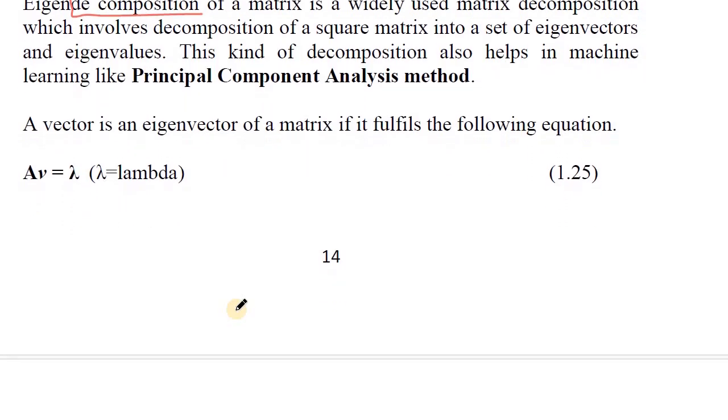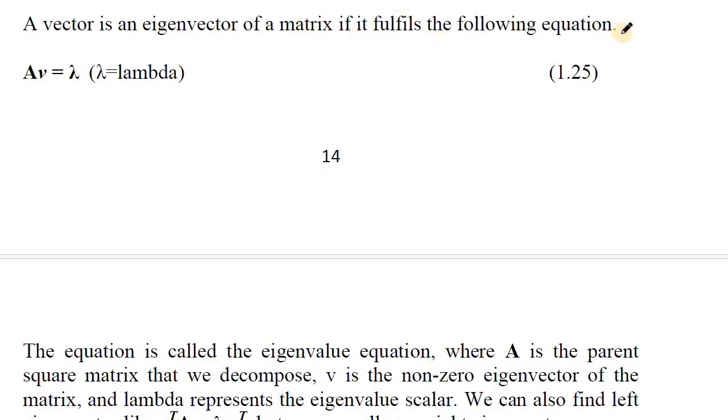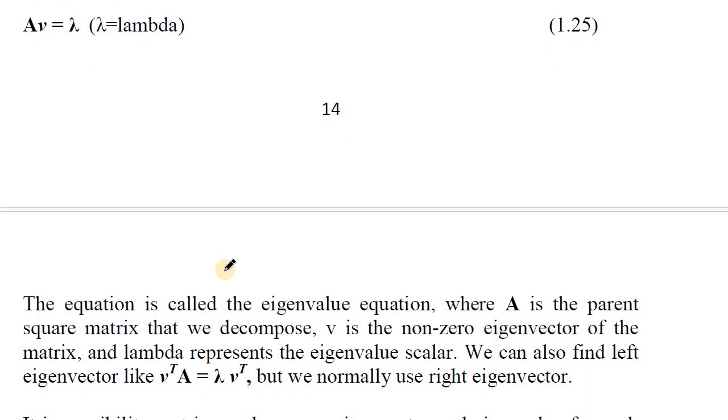Okay. So a vector is an eigenvector of a matrix if it fulfills the following equation, and the equation is like this: Av is equal to lambda v. Now this equation is called the eigenvalue equation, where A is your square matrix that we are going to decompose, v is a non-zero eigenvector of the matrix, and lambda is nothing but the eigenvalue.